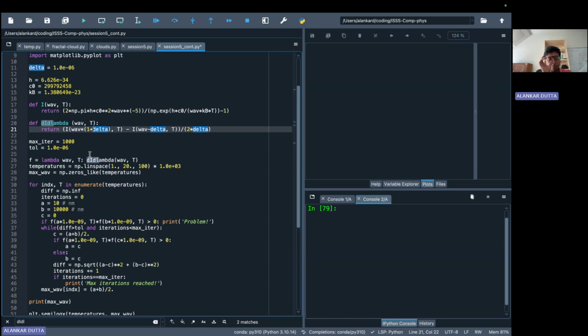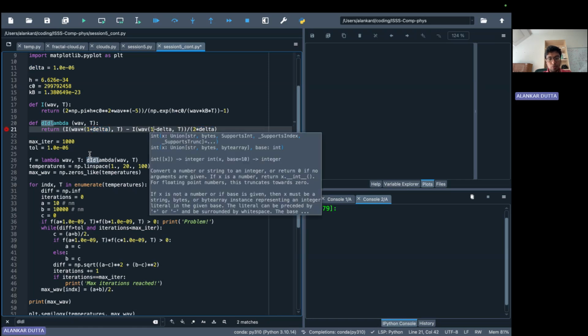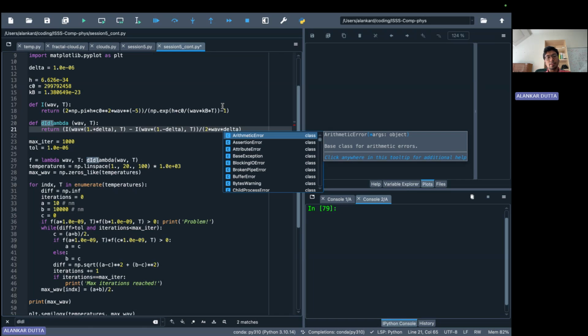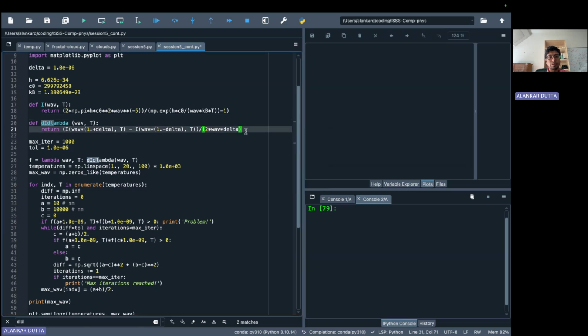So it's wavelength times 1 plus delta, and then it's 1 minus delta. And just to be safe, as I've said, it's always a good idea to do a 1 dot. Although Python most likely is smart enough to figure this out. And 2 times f times delta, right? So this is roughly the thing.